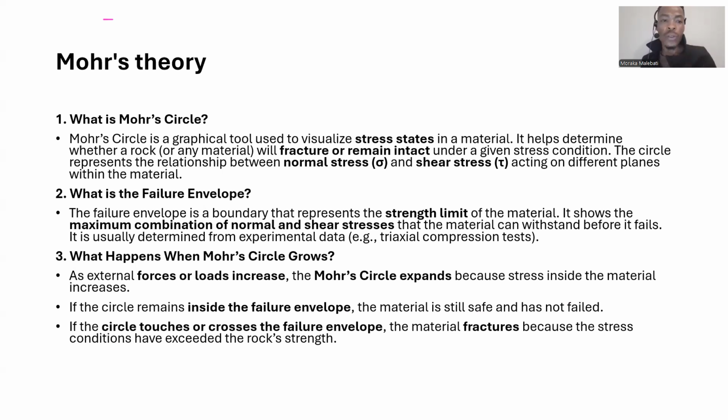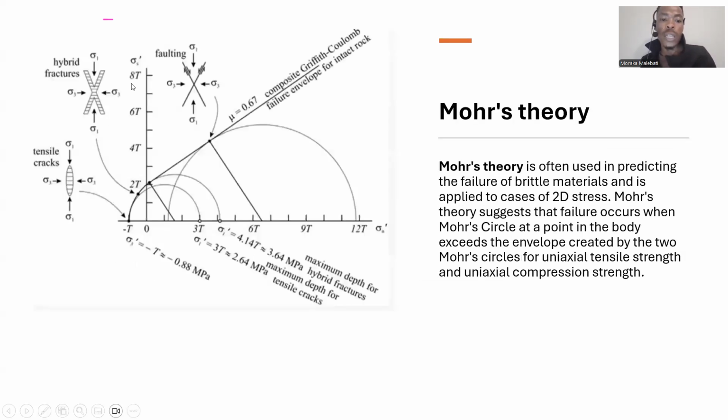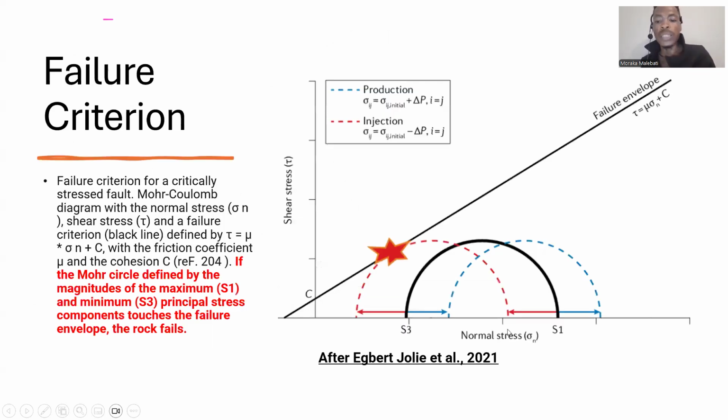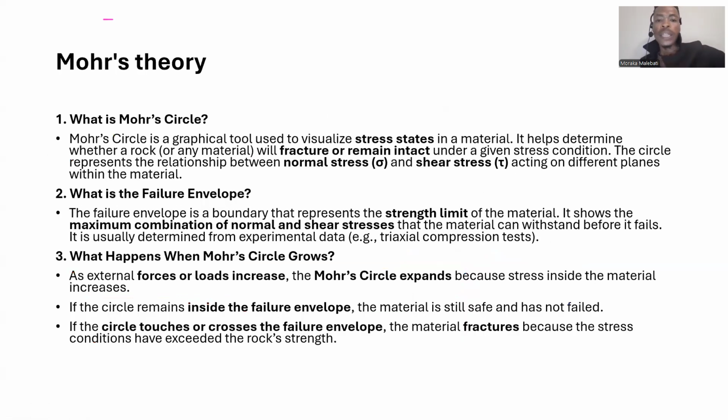The cycle represents the relationship between the normal stress and the shear stress. If you check over here, this is the normal stress and the shear stress. But I'll show you with this one. For example, this is the normal stress on your x-axis, and there is shear stress on the y-axis. That's why we're saying this cycle represents the relationship between the normal stress on your x-axis and the shear stress on your y-axis, acting on different places within the material.